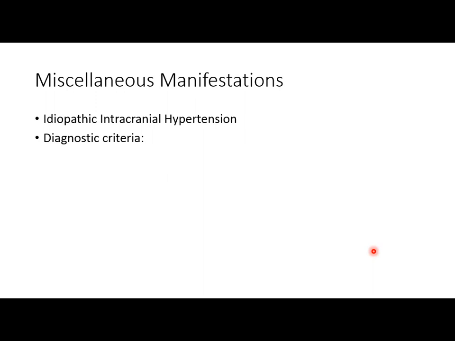Now we will go to the miscellaneous. We have some miscellaneous manifestations like idiopathic intracranial hypertension. Idiopathic intracranial hypertension is also called pseudotumor cerebri, and it has diagnostic criteria. The patients mostly present with headache and papilledema. The papilledema is one of the major criteria to diagnose idiopathic intracranial hypertension.